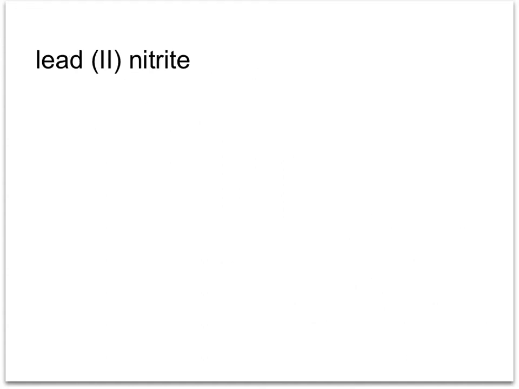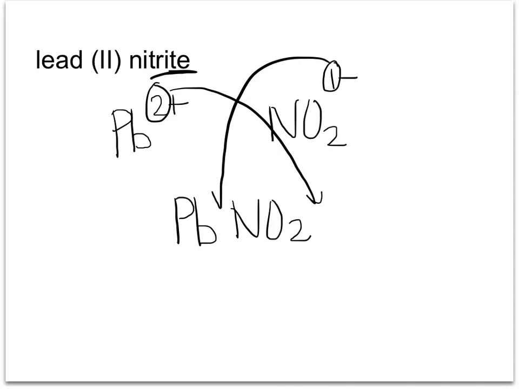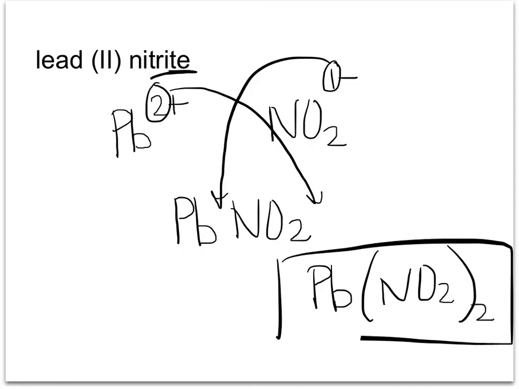Last one. Lead 2 nitrite. Go ahead and pause the video, see what you come up with. Okay, lead is Pb 2 plus. Nitrite, notice it's nitrite. I snuck one in there on you with an ite. It's NO2, but it has a 1 minus charge. So I write the formula PbNO2. This 2 comes down here. This 1 goes over here. So it is Pb(NO2)2. That is lead 2 nitrite.